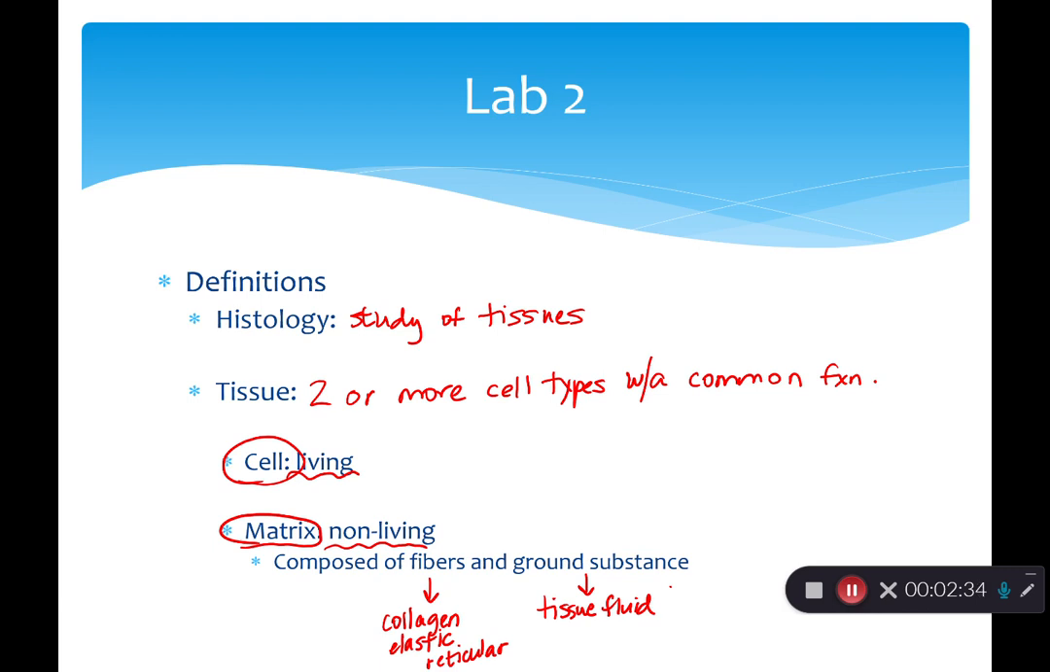So the matrix is the non-living part. We have ground substance like tissue fluid, or solid calcium, or gel, or plasma in blood. And then the connective tissues especially have fibers in them. Not so much the epithelial tissues. And those are the 2 that we're going to cover today: epithelial and connective.